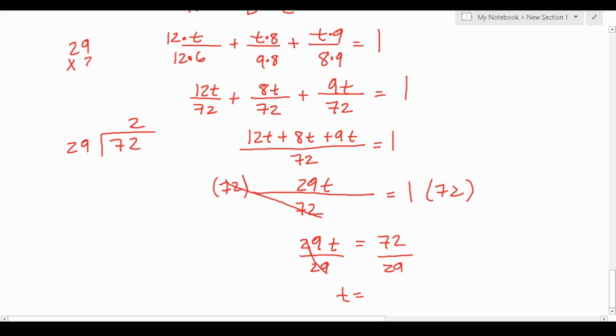29 times 2, and let's work that out. 9 times 2 is 18, carry your 1. 2 times 2 is 4, plus 1 is 5. So 2 times 29 is going to be 58.